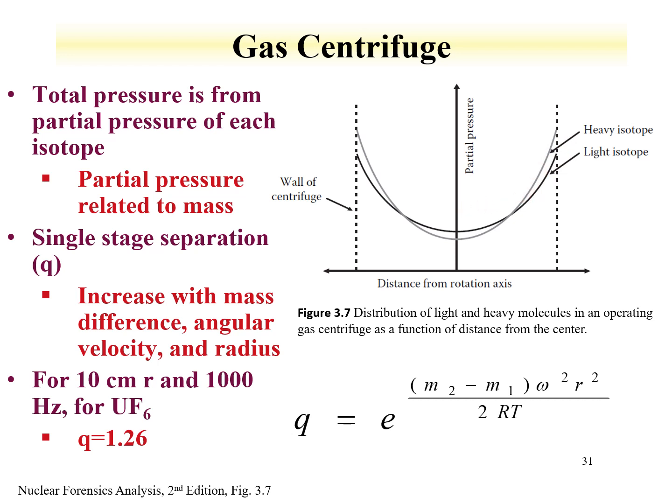Now compared to this stage separation Q that we looked at for the diffusion system of 1.004, for a gas centrifuge it's much higher. For a system of a 10 centimeter radius and a frequency of 100 hertz for uranium hexafluoride, Q is 1.26. So this Q is increased greatly by using the gas centrifuge.